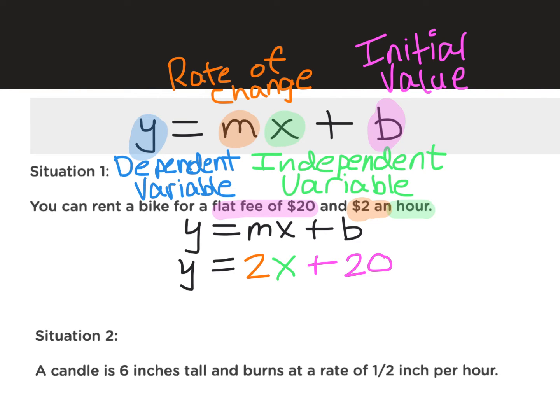So the equation that would represent this situation is y equals 2 times x, because it increases $2 for every hour, plus the original $20 that you started with. So in this case, 2 is your rate of change and 20 is the initial value in this equation.